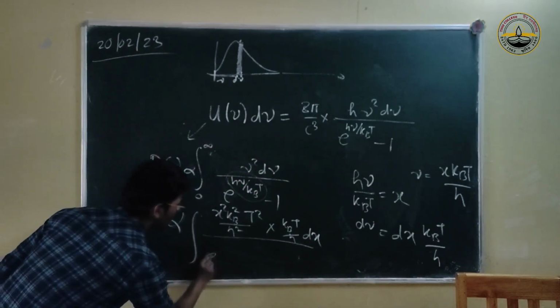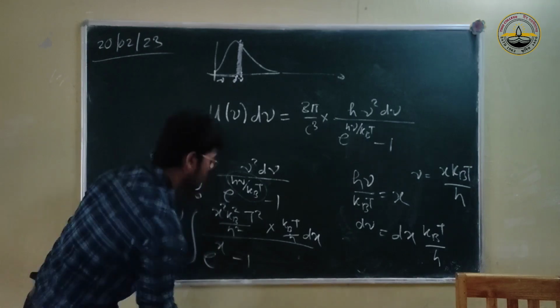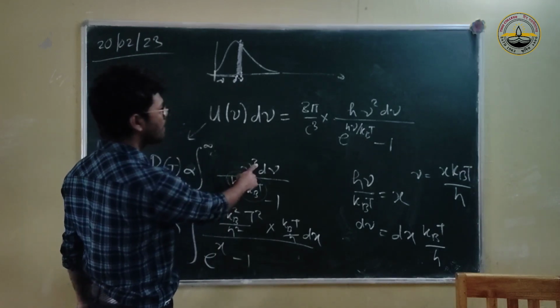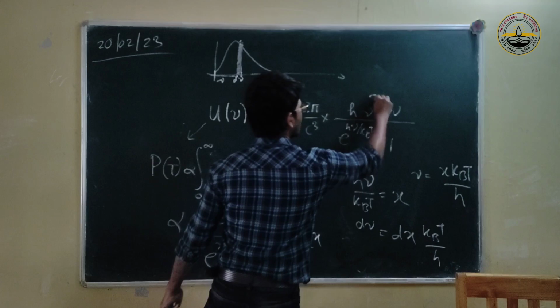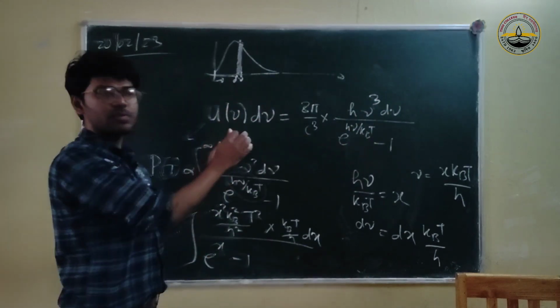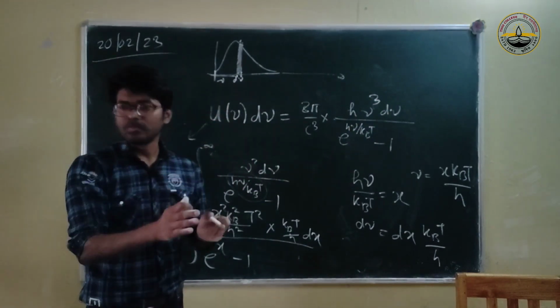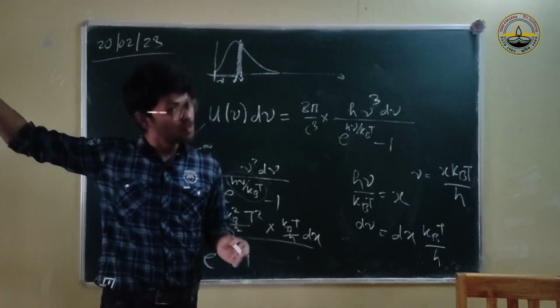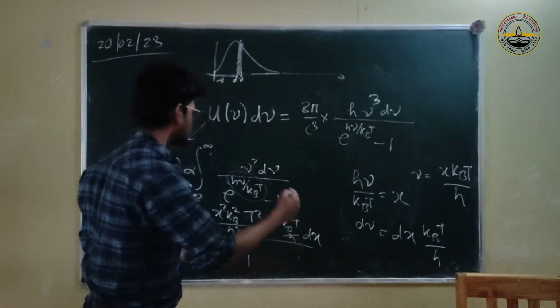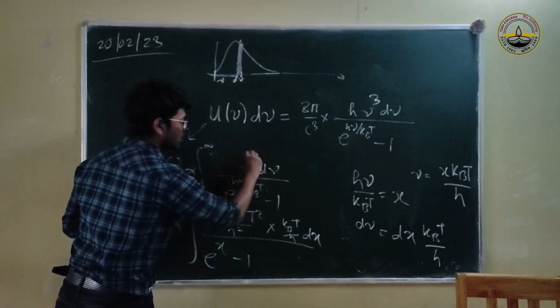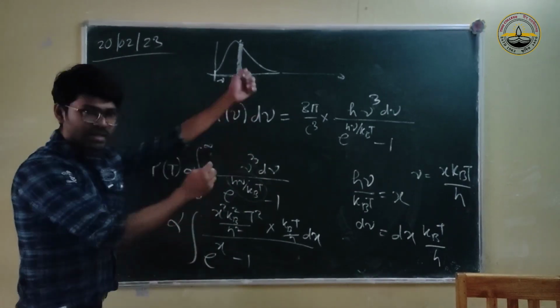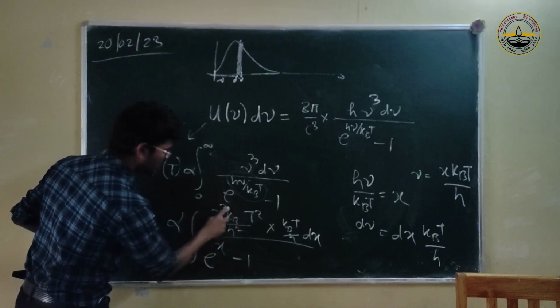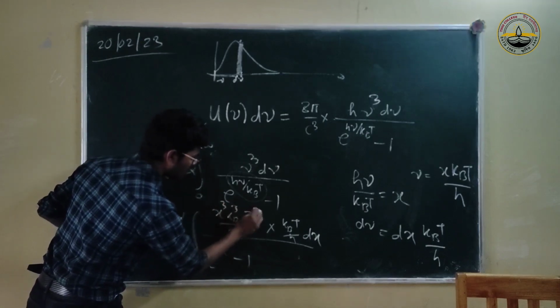And e to the power x minus 1. I think this was cube. Yeah, because one nu square comes from the volume, and another nu comes from the actual h nu, energy, E equal to h nu, so cube. Square only in Rayleigh-Jeans law actually, so cube. So this is cube, cube, cube.